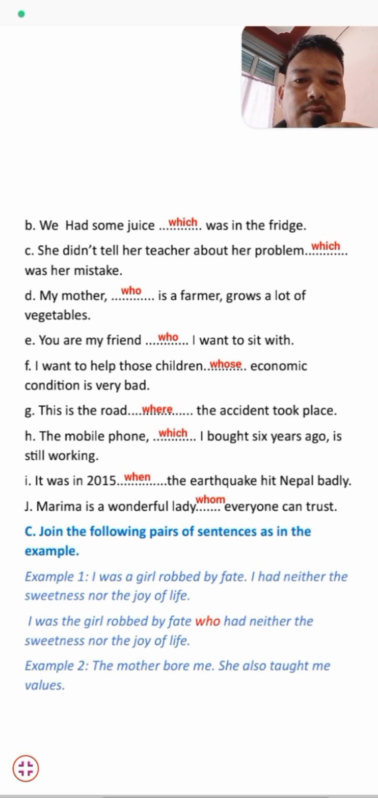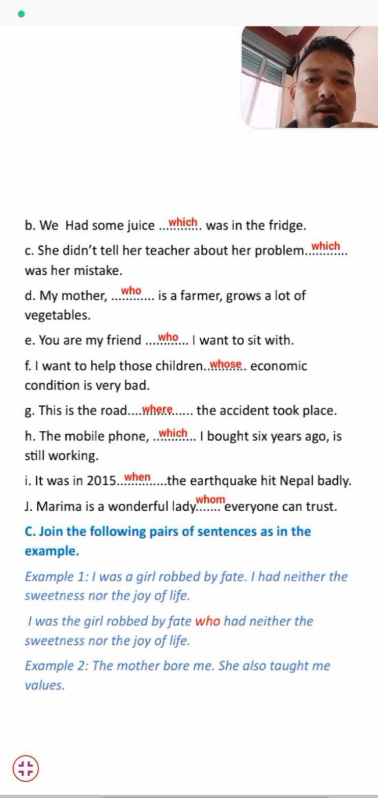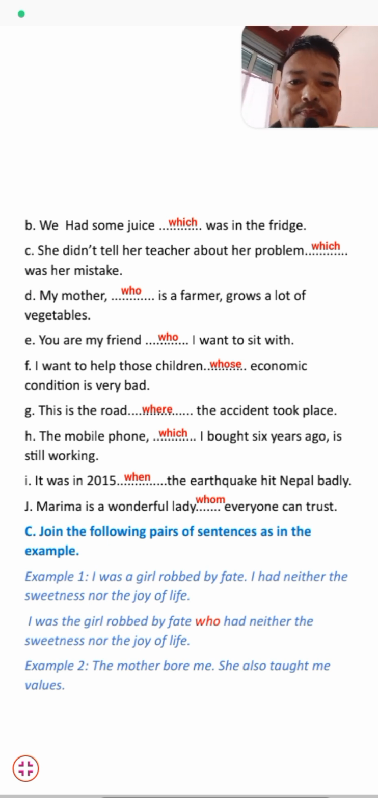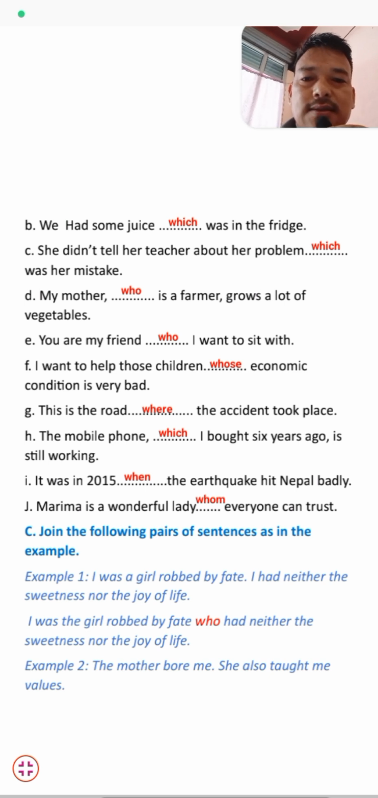I want to help those children dot dot economic condition is very good. Those children, again we are talking about people. That's why we will use whose here. Who, whose, whom: all these are used for person or people. And number E: this is the road dot dot the accident took place. Again, the road is what? It's a place, and where the accident. So the right word is where.